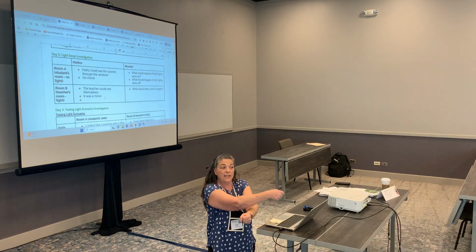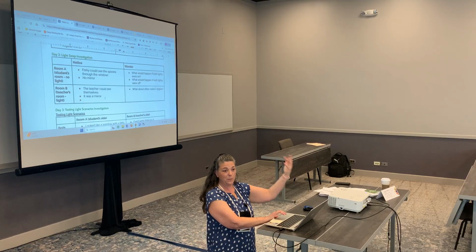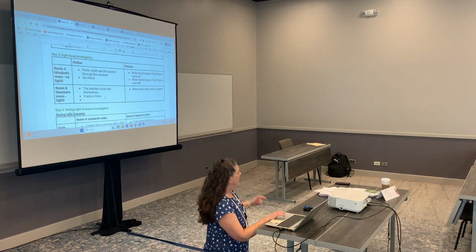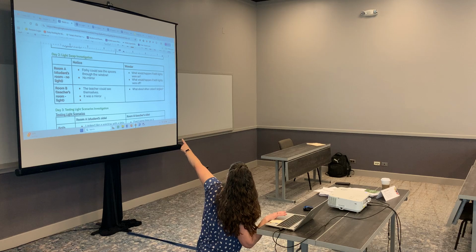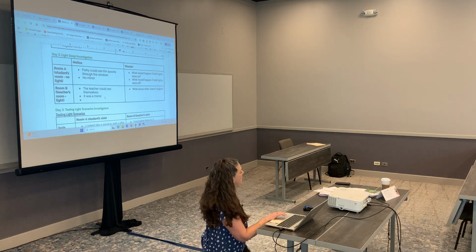And so we switch the light. And when you switch the light, the whole phenomenon reverses, so that the spoons see themselves and the fork can see the teacher. They were very excited to report that to me. Forky could see the spoons, the teacher could see themselves. What would happen if both lights were on? What would happen if both lights were off?